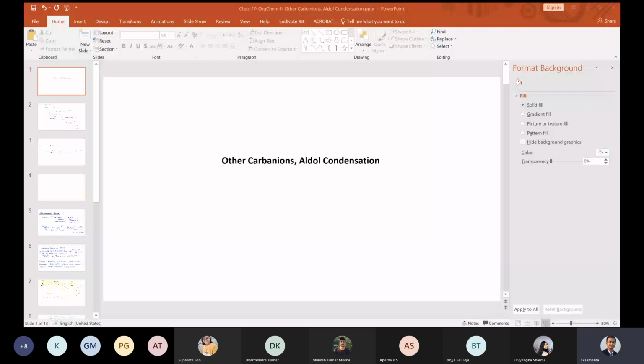Okay, so today we'll see other carbanions and also aldol condensation reaction. If you look back, just a small recap: we have learned Grignard reaction and organolithium reagent, so organomagnesium reagent and organolithium reagent. In those cases, you have seen mostly the anion is located on a carbon center. In short, those are also part of carbanions, right? Now you can easily connect. Those two are nothing but carbanions.